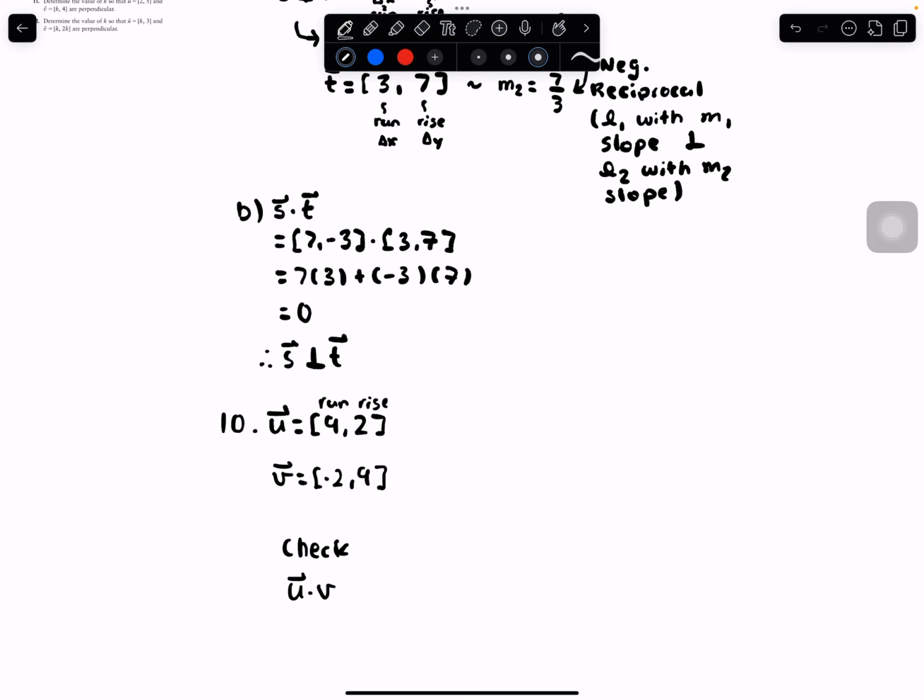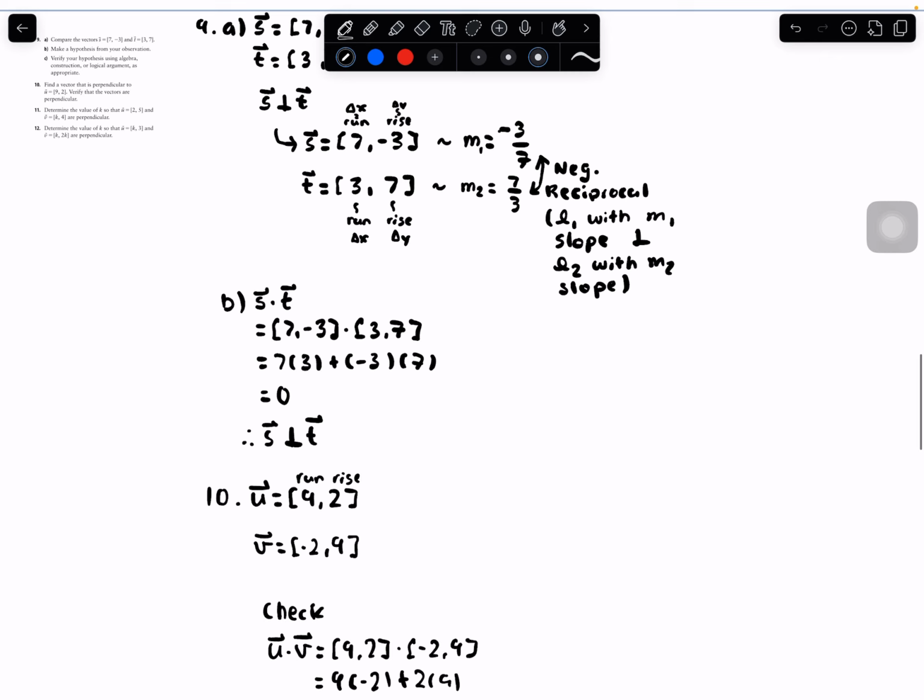U dot v, 9, 2 dot -2, 9. And we get 9 times -2 plus doing component-wise multiplication, 2 times 9, gets 0. All right, so that's the same reasoning I used as in 9a to solve 10. Okay, moving on to 11.